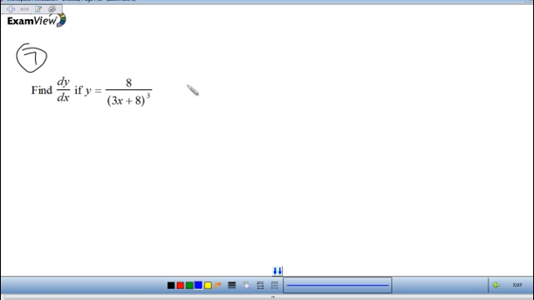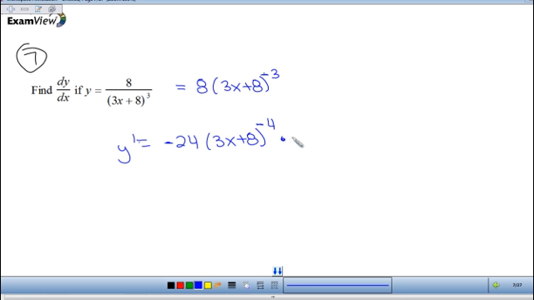Okay, so we need to find the derivative. So I'm going to rewrite this as 8 times 3x plus 8 to the negative 3. I'm not going to use the quotient rule because 8 is a coefficient, so I can just go ahead and use the chain rule. So my derivative is going to be negative 24 times 3x plus 8. Everything on the inside stays the same, subtract 1, times the derivative of the inside. So that's going to be negative 72 over 3x plus 8 to the fourth power.